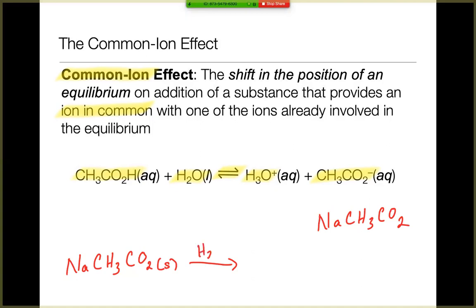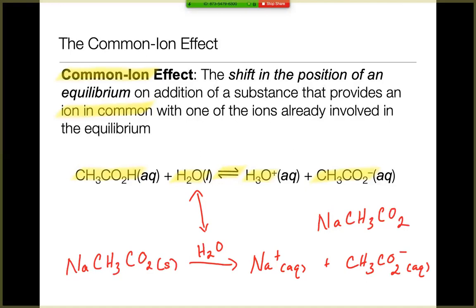So if I take that compound, sodium acetate, and pull it off the shelf, and then dissolve it into the same solution that the acetic acid was in, so I'll use that arrow to say, look, they're both in the same water, right? So I'm dissolving that sodium acetate into solution. It's an ionic compound, and it's going to dissociate into a sodium cation as well as an acetate anion.